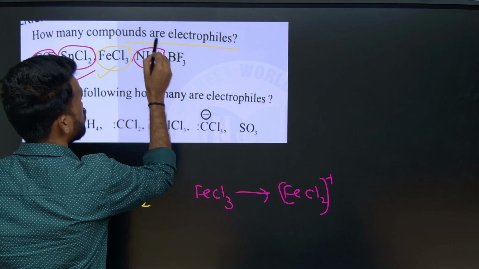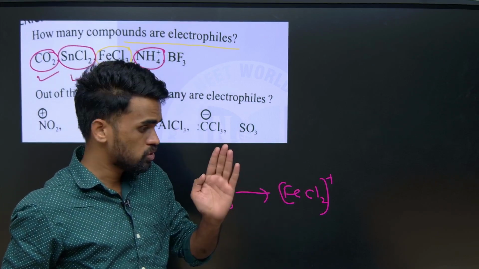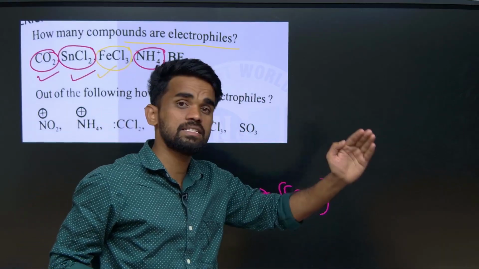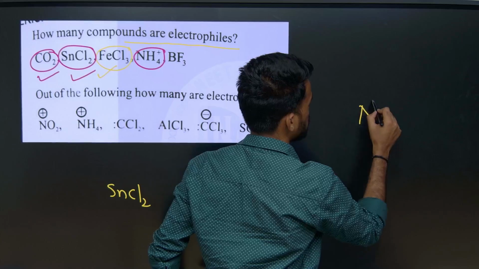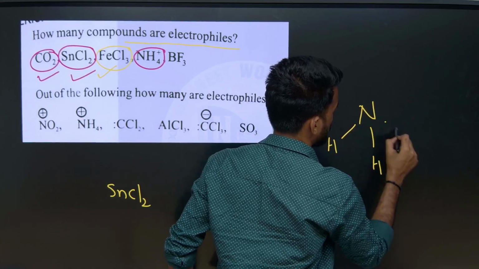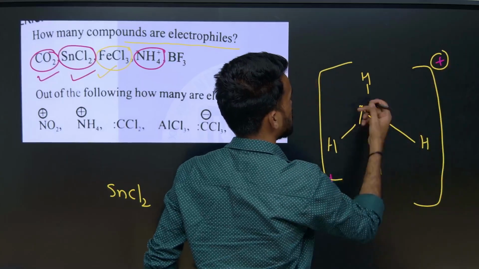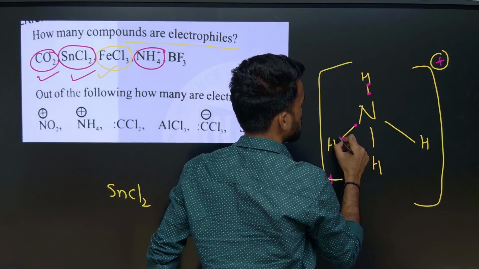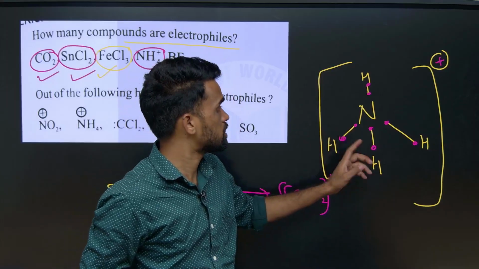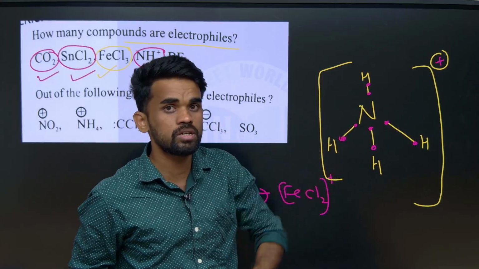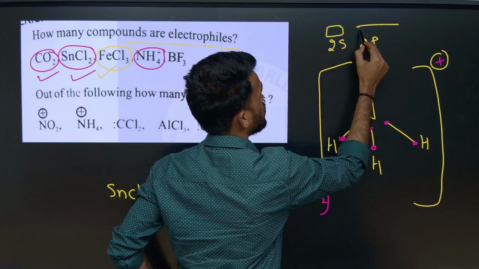And what about NH4 plus? See, I told you about positively charged electrophiles and neutral electrophiles. Whatever the species, if it contains less than 8 electrons only, then you can say it is an electrophile. Here NH4 has a positive charge, but the electrons are already fully filled. It is already having 8 electrons without any vacant orbital. If the compound contains fully filled electrons, like 8 electrons, we know in nitrogen the valency orbitals we have are 2s and 2p. So how many orbitals do we have totally?